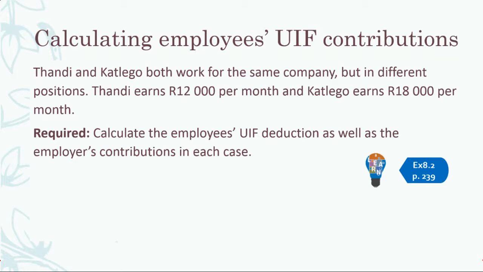Okay, this is example 8.2 in your textbooks. It has been updated from previous versions. So if this is what the latest textbook amounts are, you can just follow on the slides if you've got an older textbook. Tandy and Katlego both work for the same company, but in different positions. Tandy earns 12,000 per month, and Katlego earns 18,000 per month. So they want you to calculate the employee's UIF deduction as well as the employer's contributions in each case.